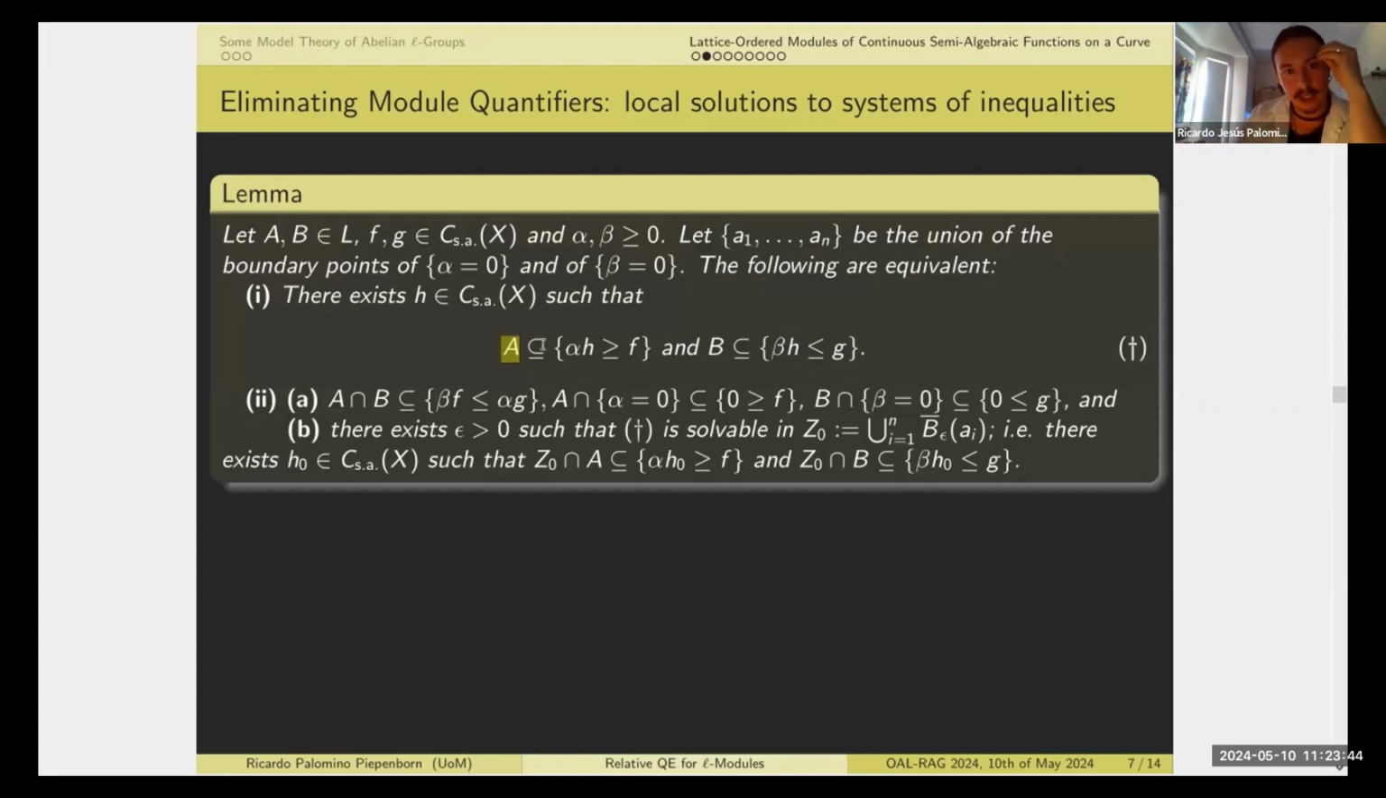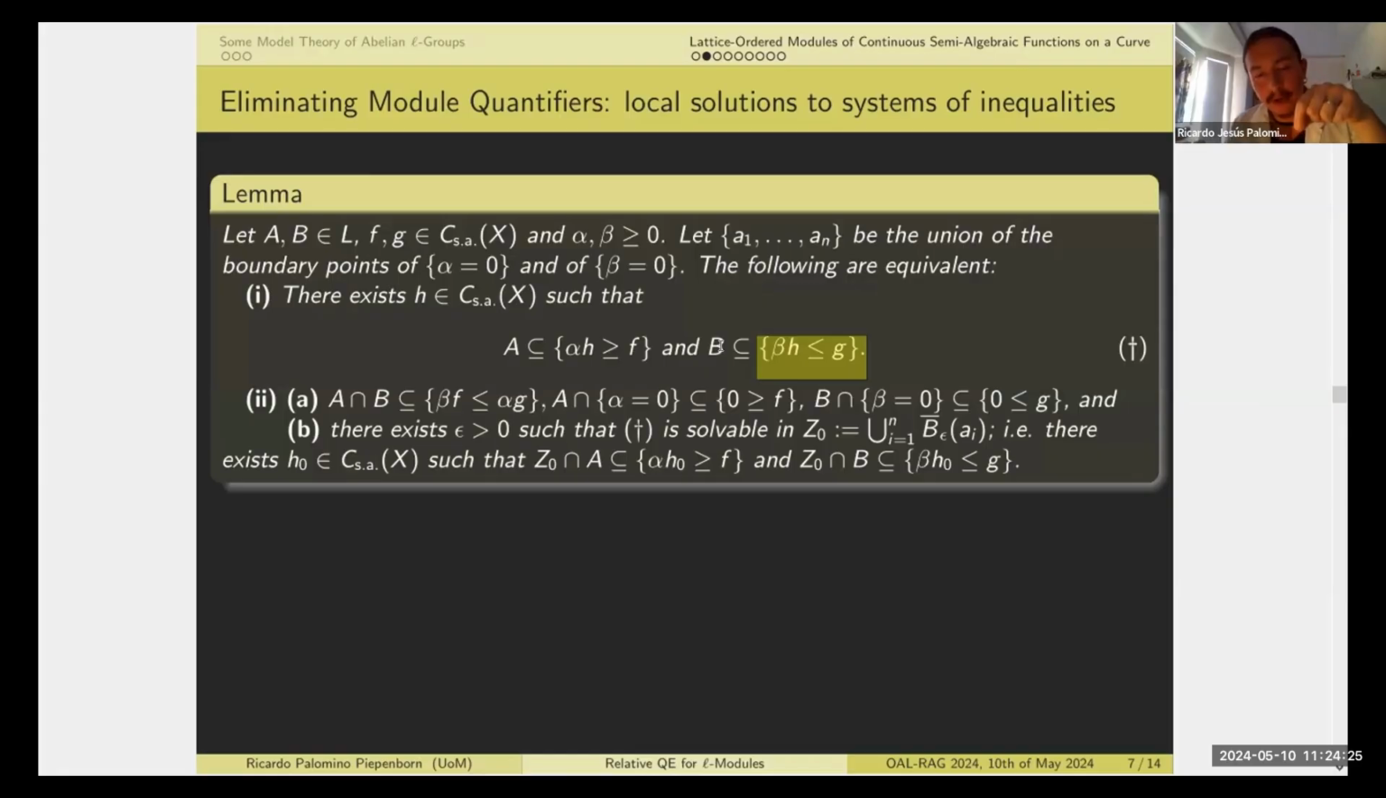It turns out that you can solve such a system of inequalities if two conditions hold. One of the conditions is purely lattice theoretical. So this is condition A. I can solve this system of inequalities if there are some properties of zero sets that are satisfied. It's not very important which these are, but they're properties of this lattice of zero sets. And there's another condition over here in item B, which is essentially saying that if you want to solve this system of inequalities on the zero sets A and B, it suffices to solve them locally around finitely many points.